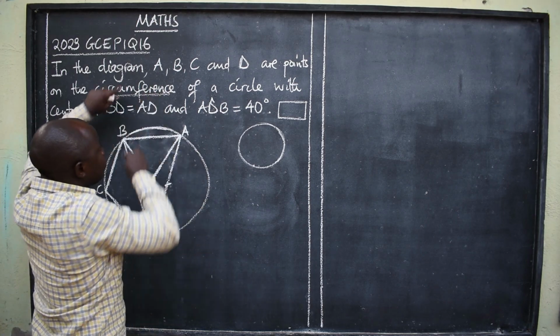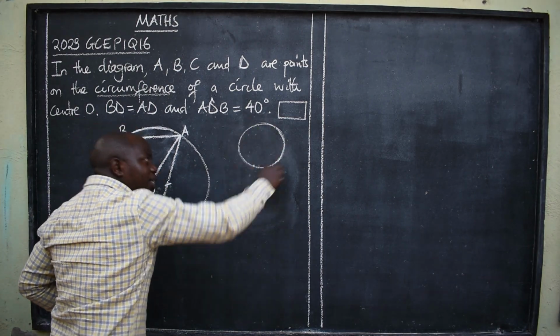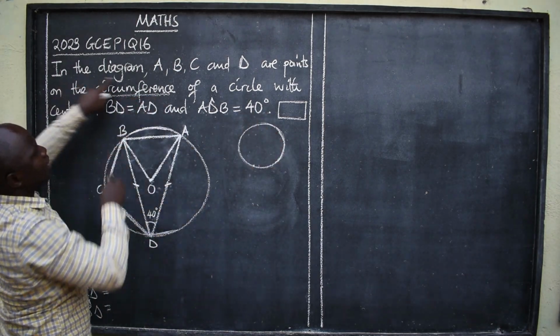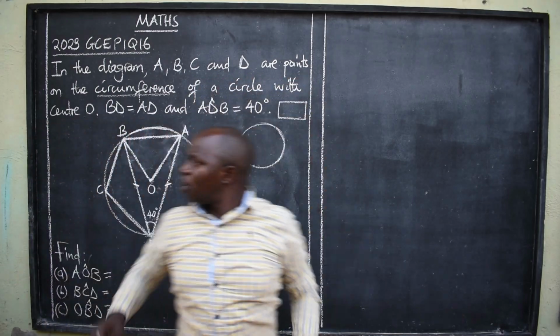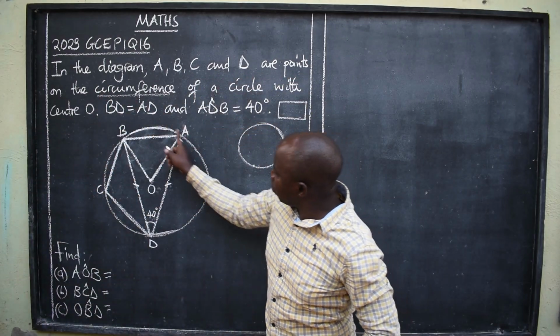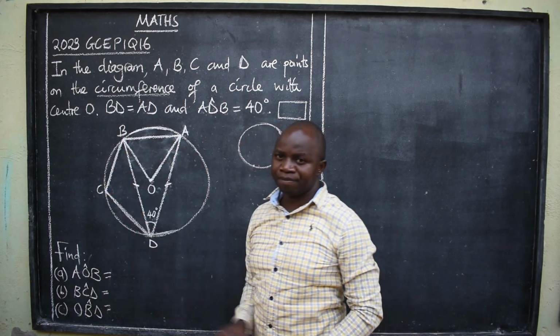So don't get confused when I'm using the word circumference. You should know that I'm talking about it. That is the reason why here it was said A, B, C, and D are points on the circumference. So this is the circumference. So we have got these points.